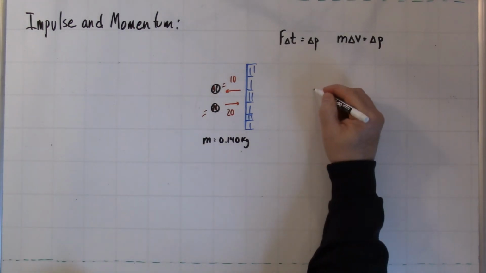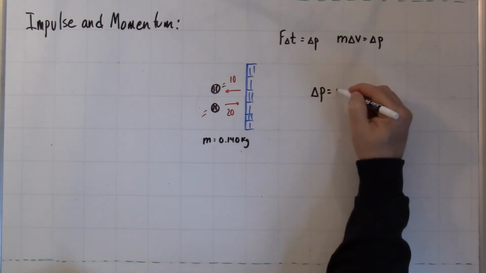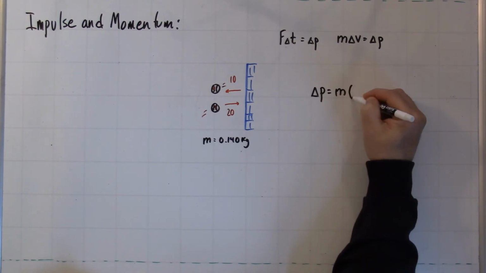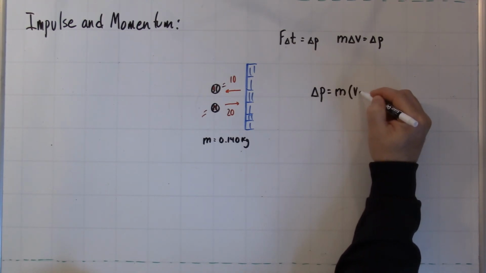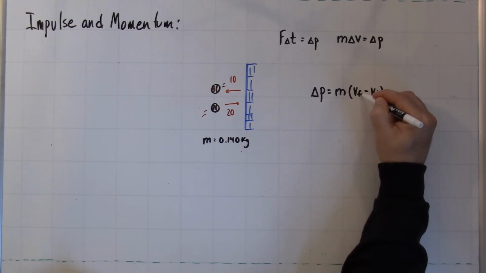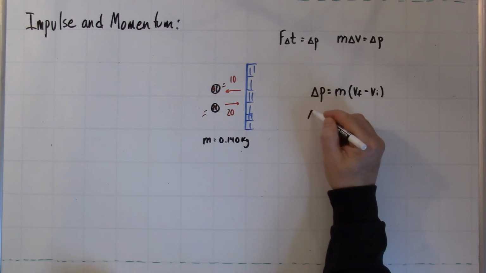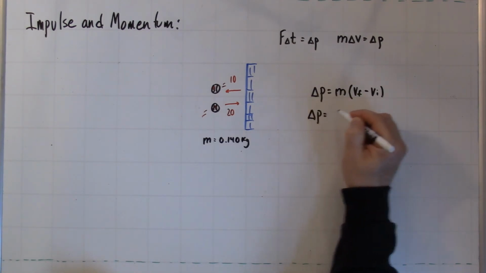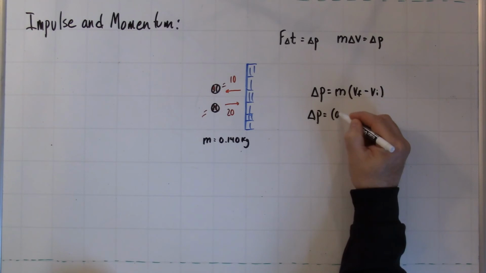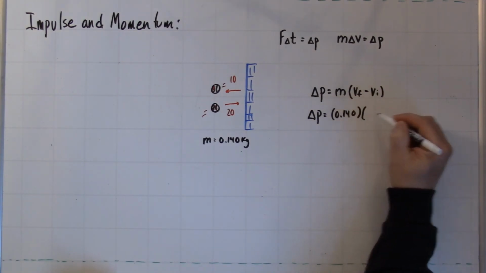If I want to find the change in momentum, it is equal to the mass times the change in velocity. Well, change in velocity, the change is always the final value minus the initial value. That's how we define change anywhere, but that's how we define change in this context. So let's see if we can't figure out what these values are. So the change in momentum, we know the mass is 0.140. And then what is the change in velocity here?